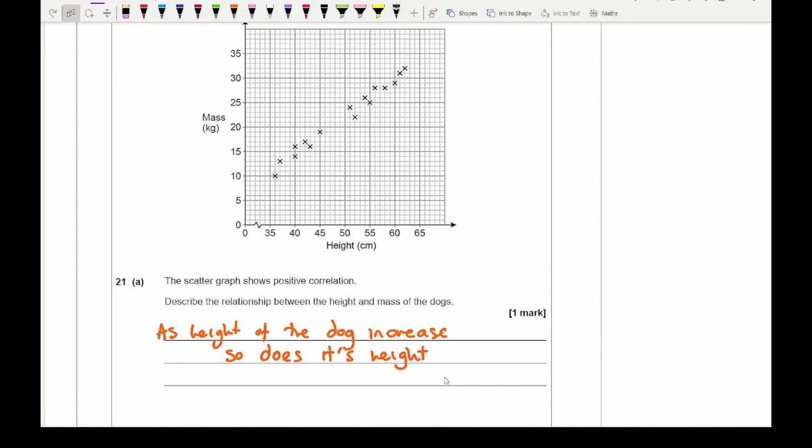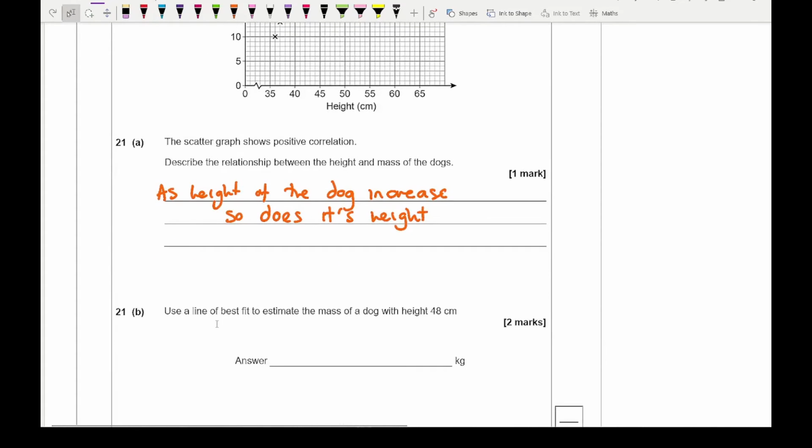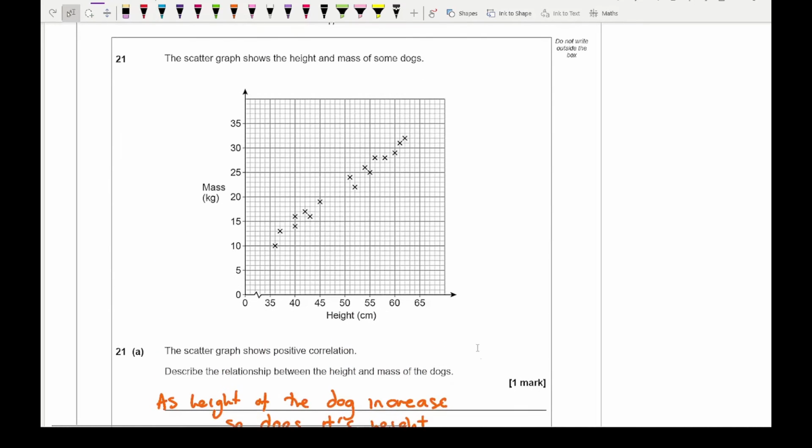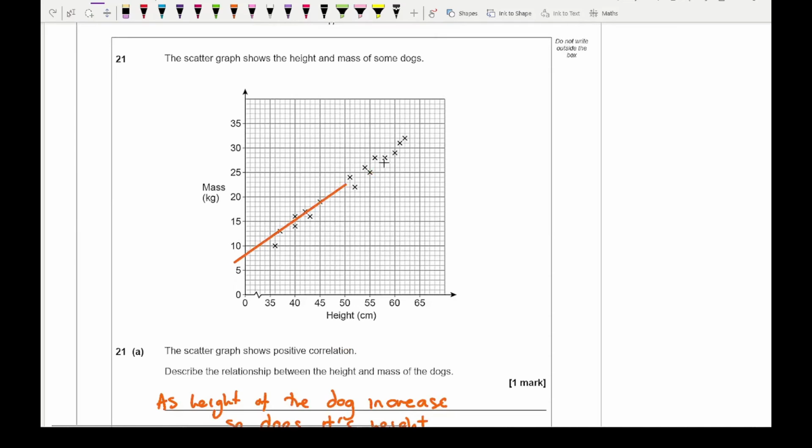will be absolutely fine as a statement of relationship. The next question then says use the line of best fit to estimate the mass of a dog with a height of 48. So what we need to do here is to draw a line of best fit that generally goes through the majority of the points.